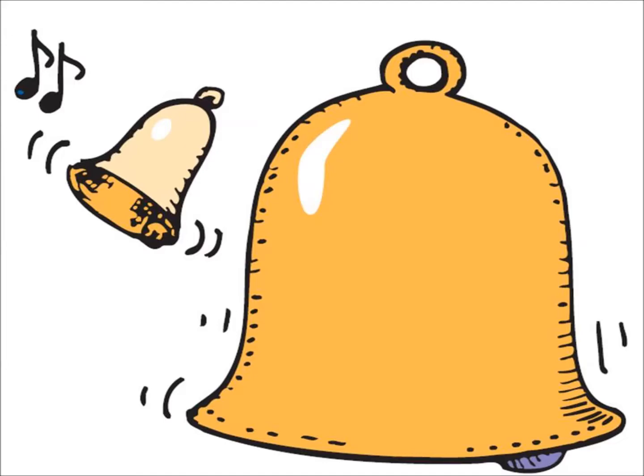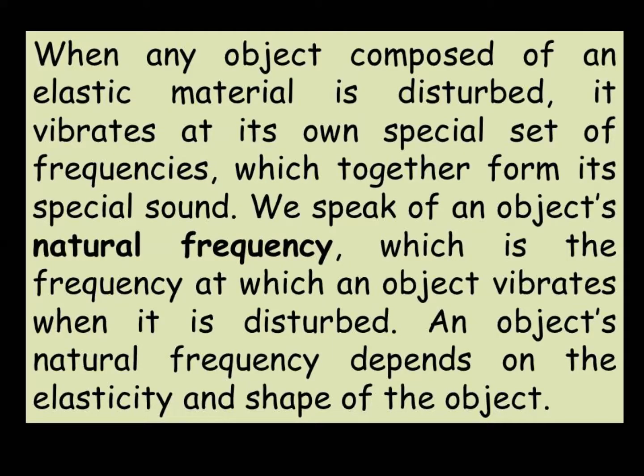This is kind of a peculiar little slide where you have two bells. Well, the bells have different sizes, maybe made of different masses. Each one has a unique natural frequency. When it rings, it will sound unique to its material. When any object composed of an elastic material is disturbed, it vibrates at its own special set of frequencies, which together form a special sound.